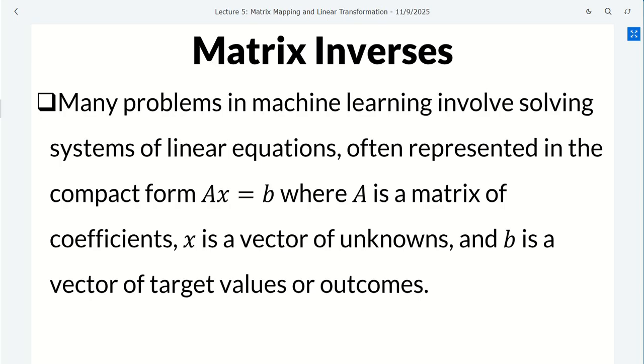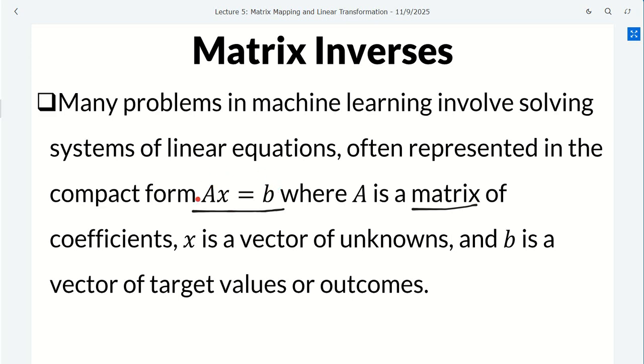And many problems we have in machine learning involve solving systems of what? Linear equation, systems of linear equation, and they are often represented in this form, right? Where we have your A, X, and your B. Your A is your matrix. This is the unknown vector that you are going to look for, and B. And we said that what is actually happening here is we are doing a transformation. So we are transforming this unknown vector to this known vector, right? Now where A is the matrix, I've said it, and X is a vector of unknown, and B is a vector of target value or outcome. So we are transforming this to that.